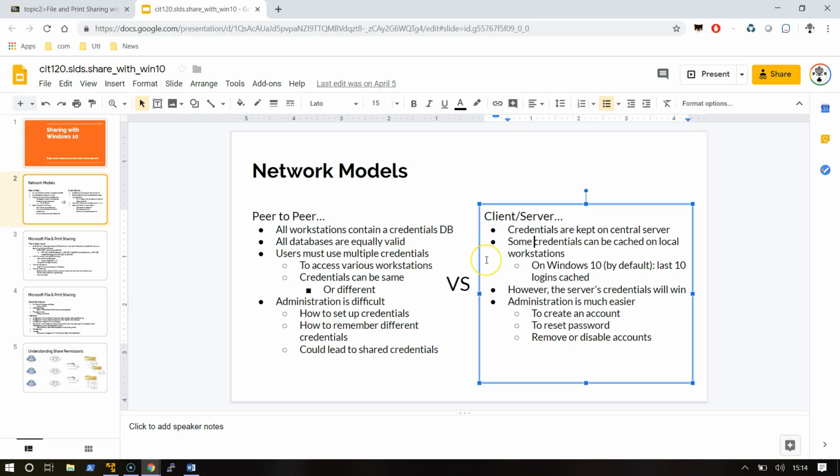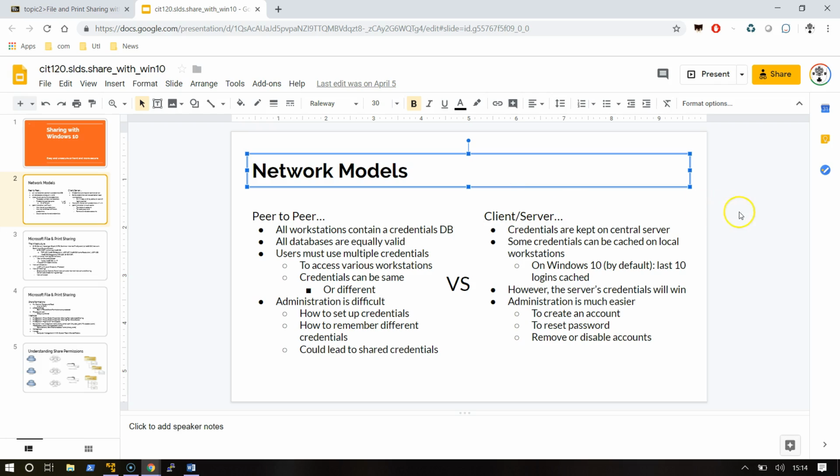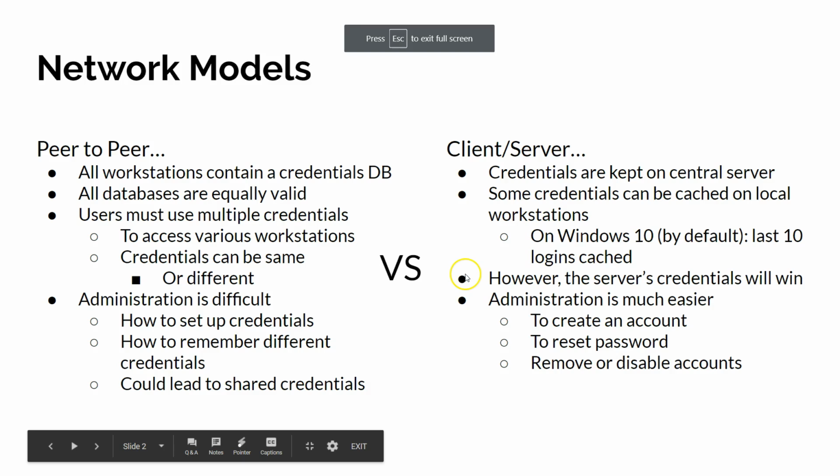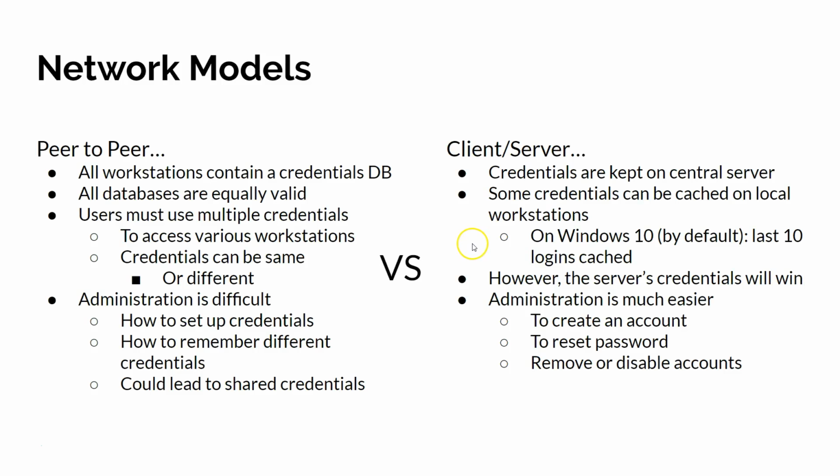Client server, on the other hand, you have credentials that are kept on a central server. Since we're talking about Microsoft, we can talk about Active Directory. Active Directory will provide a central database. That central database will store credentials in its SAM database. And then when any workstation that joins that Active Directory network logs in with any credentials that are valid on the central server, those credentials will get cached. Up to 10. On Windows 10, we have 10 logins that can be cached.